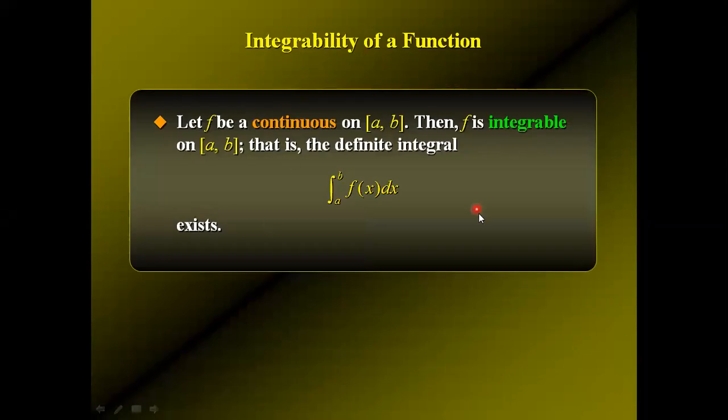Now, integrability of a function. Not every function is integrable, so first of all you have to make it integrable, then we can integrate. Let f be continuous on the interval [a, b]. Then f is integrable on [a, b]. That is the definite integral. If this definite integral exists, meaning it can be evaluated and we will be able to find this integral, then the function is integrable. Remember it.